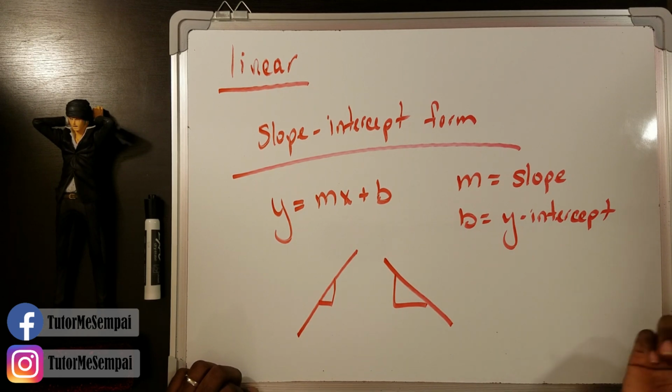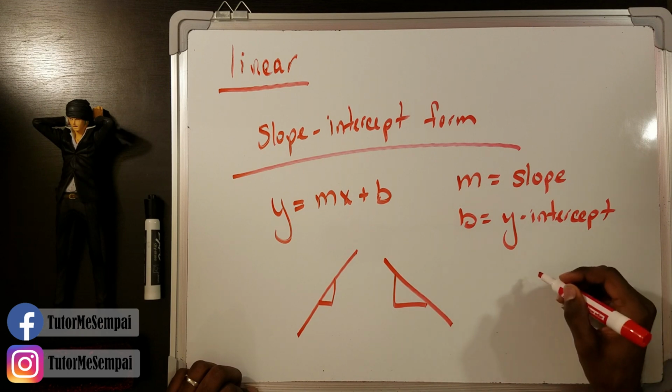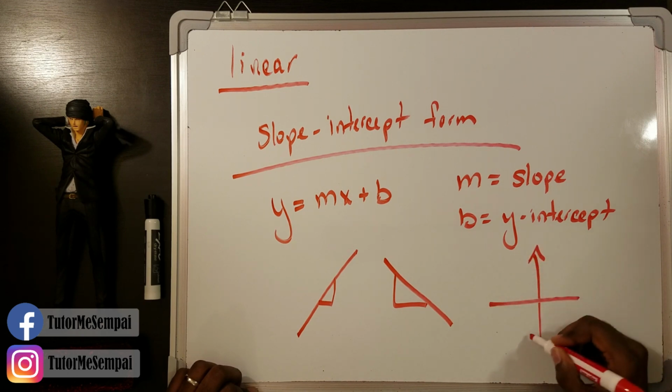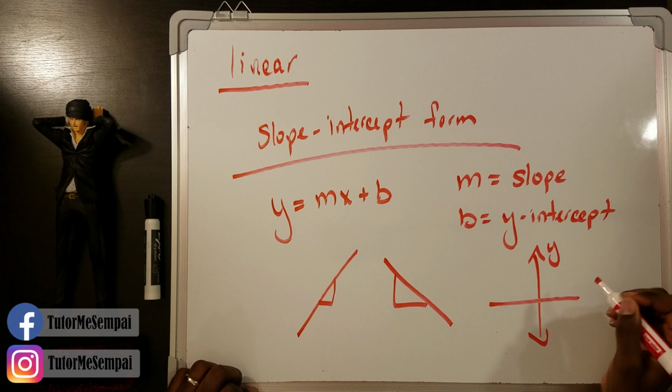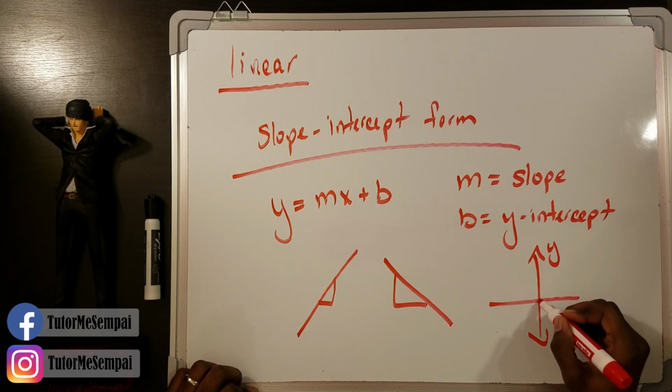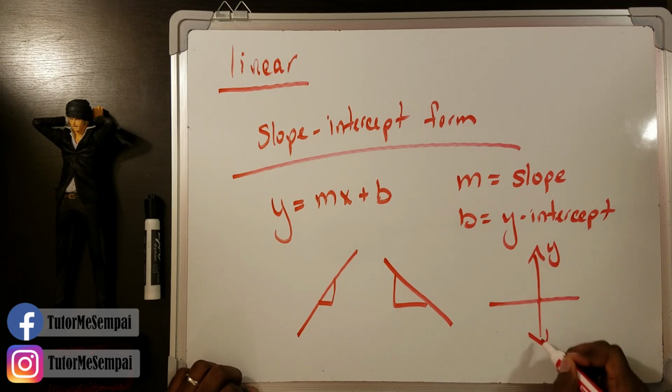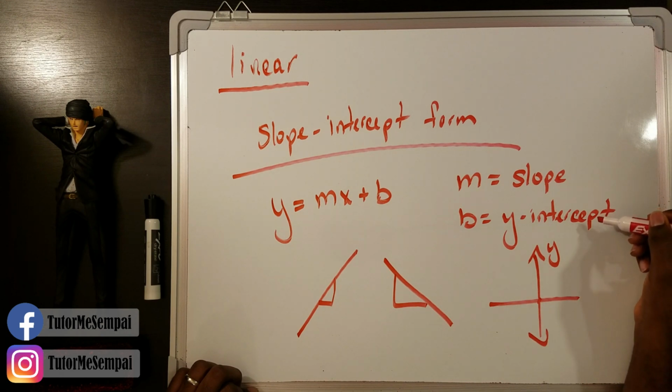when x is 0. All right? So whenever x is 0, you're going to intercept the y-axis. Where, when x is 0, do you intercept the y-axis? That's what b is. Okay?